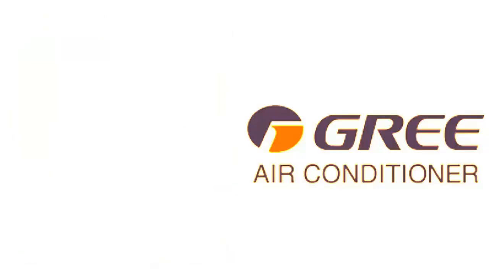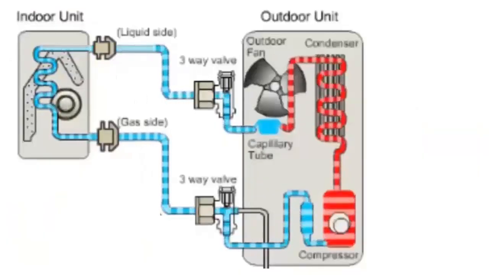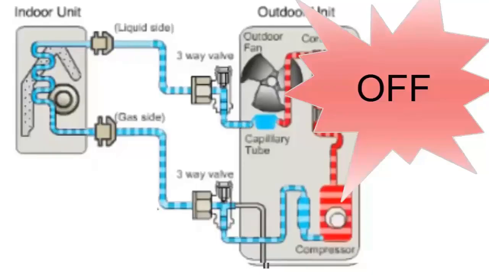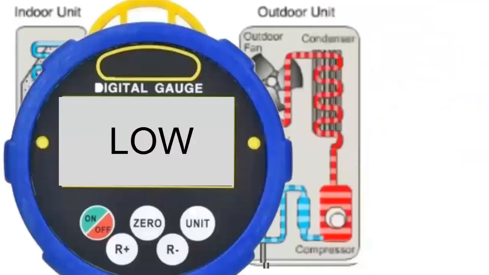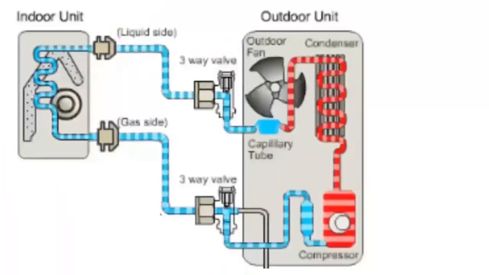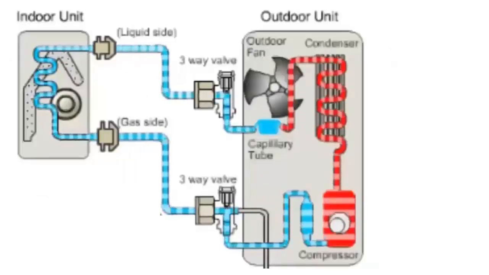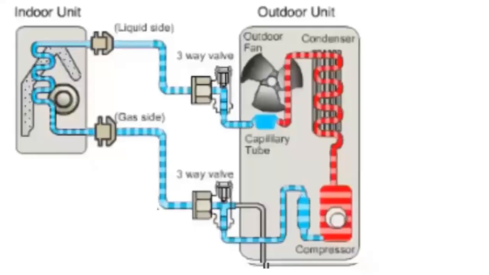Error code E3 in Gree air conditioners indicates activation of the compressor's low pressure protection. This code is triggered when the pressure in the refrigeration system drops below safe levels, potentially caused by refrigerant leaks, blockages in the circuit, or a defective compressor. As a result of error E3, the entire unit shuts down to prevent further damage.